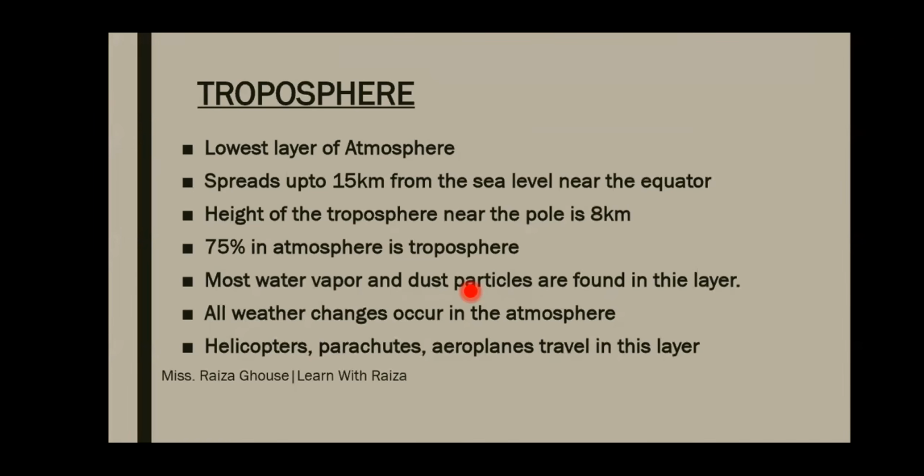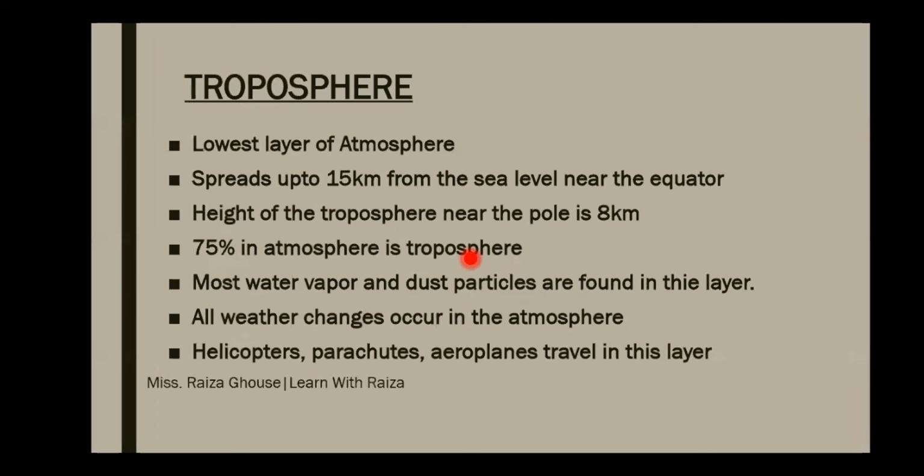Clear? So for the troposphere, remember these things: helicopters, parachutes, and aeroplanes travel through this layer. In this layer, dust particles and water vapor are found. 75% of our atmosphere is covered by the troposphere. It has a height of 8 kilometers, and the troposphere spreads about 15 kilometers from the sea level. These points you have to remember when you are learning about the troposphere. And when you get a question to describe the troposphere briefly, make sure you include these 5 points.